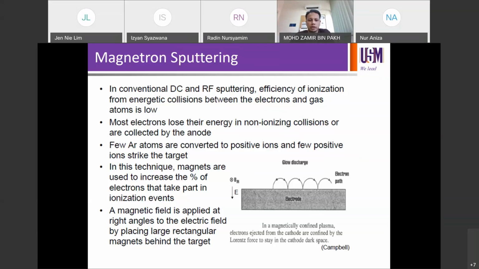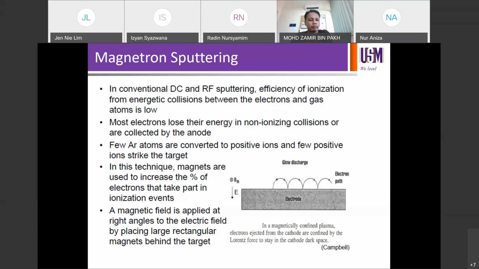Magnets are used to increase the percentage of electrons that take part in the ionization event. So we concentrate electrons in front of the target in order to enhance the ionization process, therefore enhancing the sputtering process. You have the electrode here on the right hand side, and then we have a magnet to concentrate the electrons in the front. So we normally put our target in front of the magnetron, so the electrons and the gas accumulate in front of the target material, enhancing the deposition process.